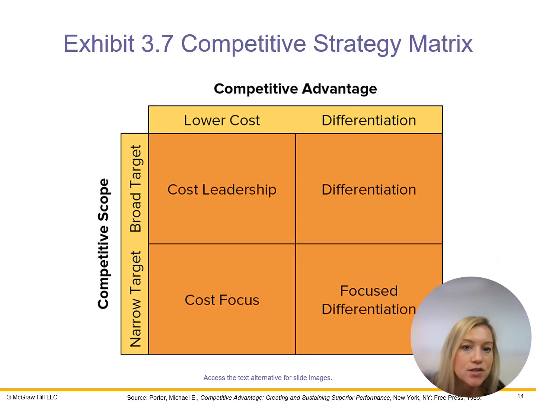The competitive strategy matrix is a valuable tool for marketing managers to use to assess their company's competitive position and develop appropriate marketing strategies. So with the cost leadership quadrant, the organization strives to have the lowest costs in its industry and produces goods or services for a broad customer base. Note the emphasis on costs, not prices.